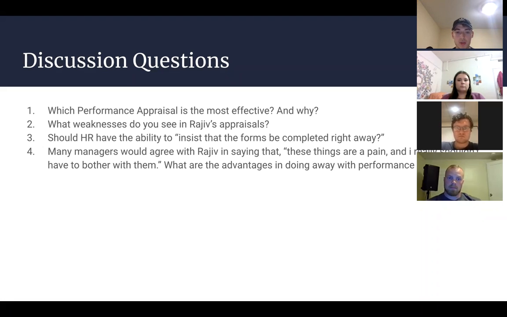Should HR have the ability to insist that forms be completed right away? Because in the case study, they needed to be completed by a specific due date, and they were rushing Rajiv on when he should complete them. And then many employees would agree with Rajiv in saying that these things are a pain and he really shouldn't have to bother with them. What are the advantages in doing away with performance appraisals?